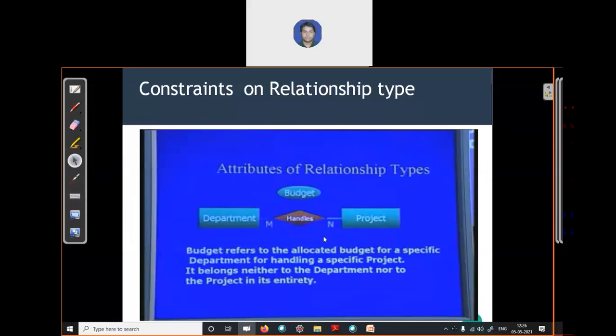Next we have discussed the attribute of a relationship. There is some attribute that we cannot assign to any entity, so that attribute we will assign to a relationship. Like budget. Budget we cannot assign to department or project. It must be an attribute of the relationship.